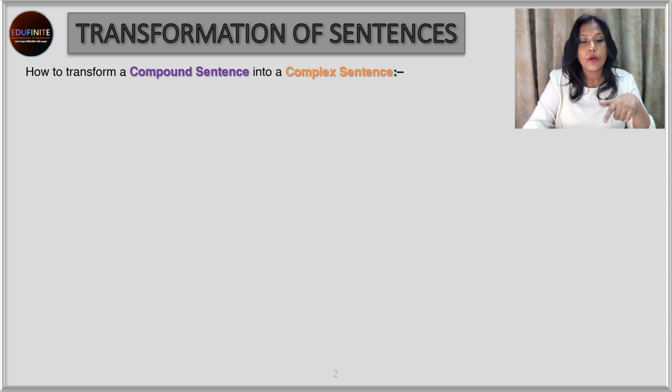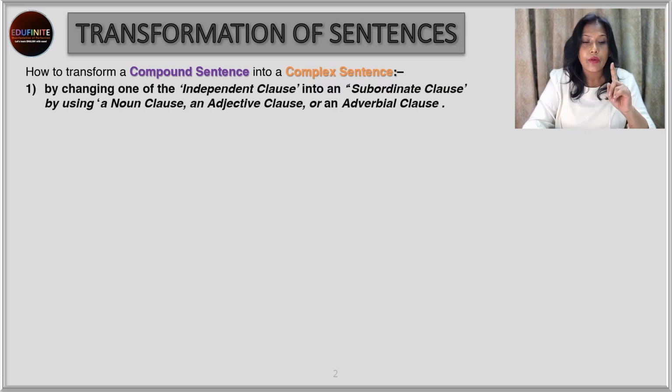Well, here we're going to learn how to transform a compound sentence into a complex sentence. How do we do that? We do that, as I told you earlier, by changing one of the independent clauses into a subordinate clause by using a noun clause, an adjective clause, or an adverbial clause. Now, if you want to know elaborately about what is a noun clause or an adjective clause or an adverbial clause, you can check my video on clauses, function and uses. The link will be provided in the description box. But I'll just give you a brief idea over here.